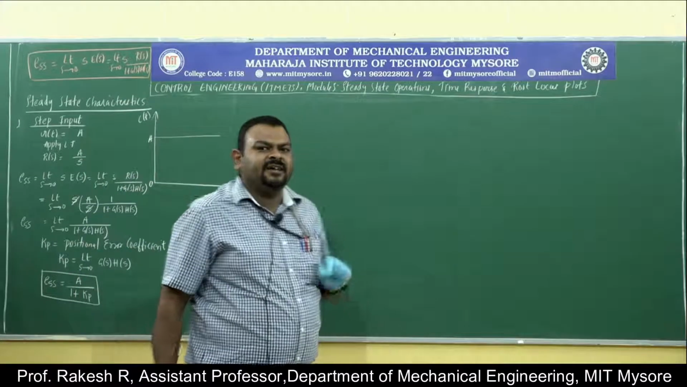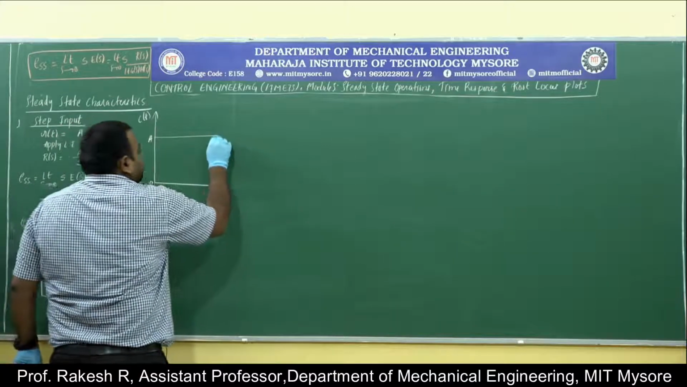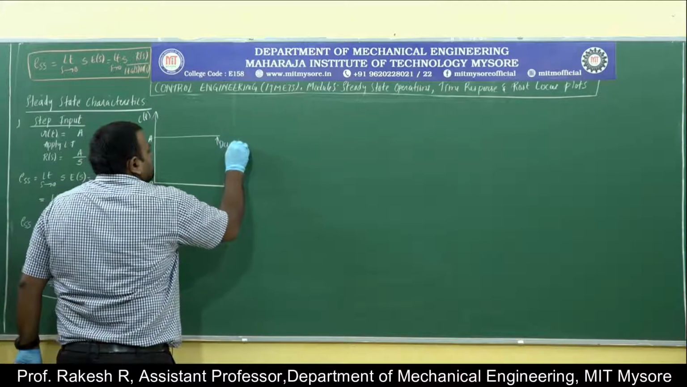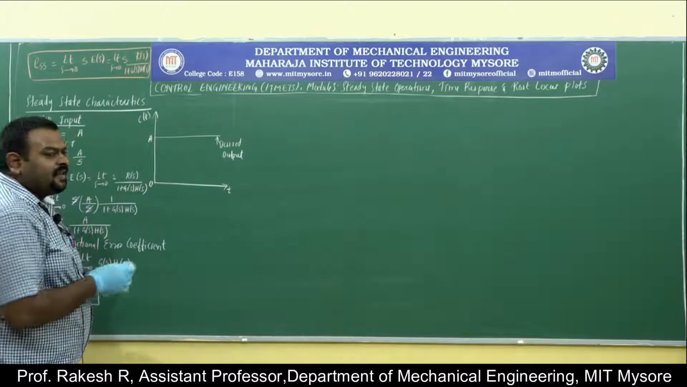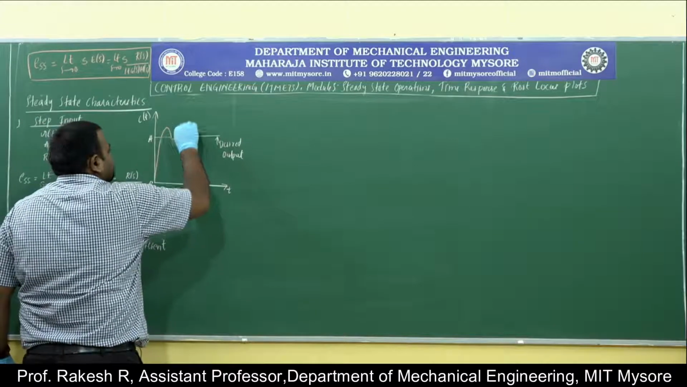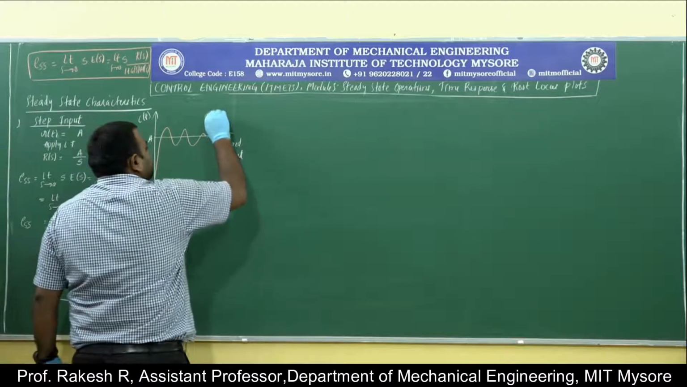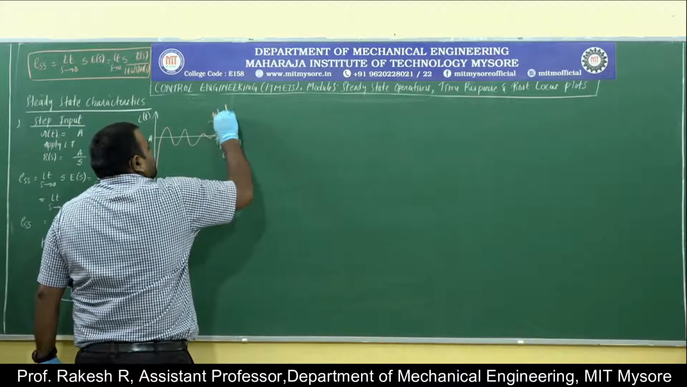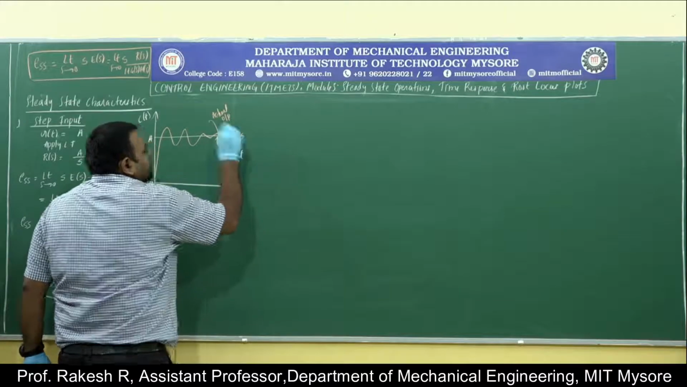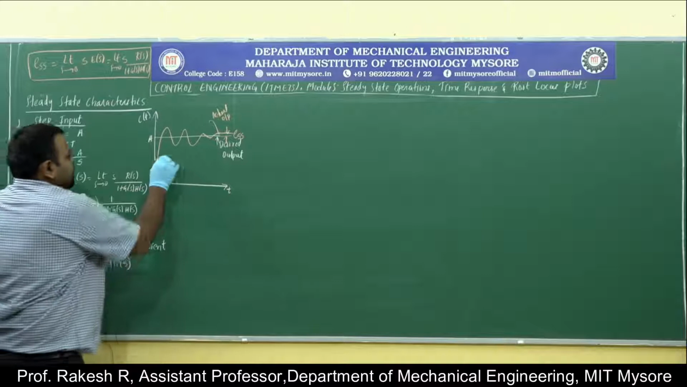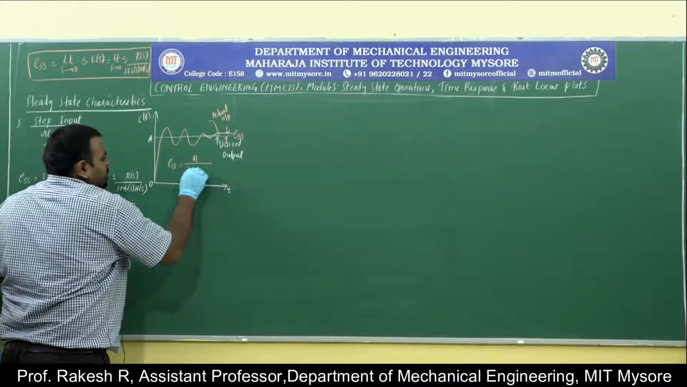How will the steady state error differ? This is an ideal input, so I will call it the desired output. But actually the output will not be like this. It will be somewhat like this, and then it will be constant. This is the actual output. If you measure this difference, it is ESS. So this ESS will be A divided by 1 plus Kp.